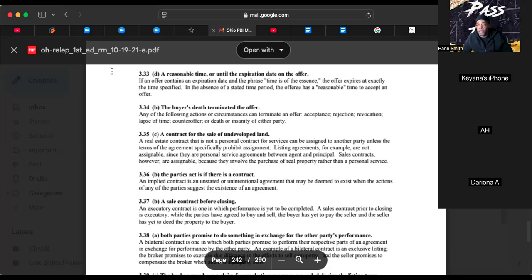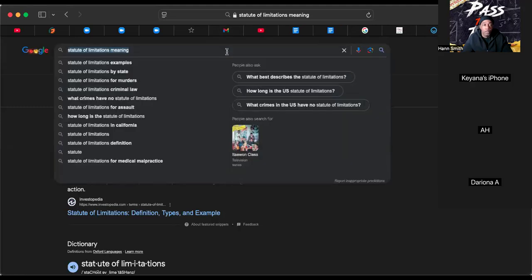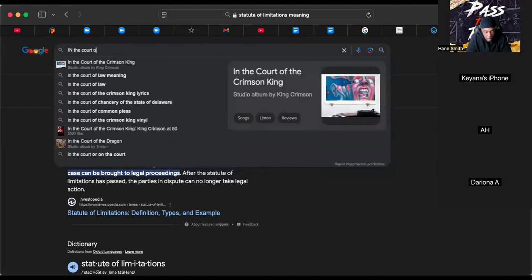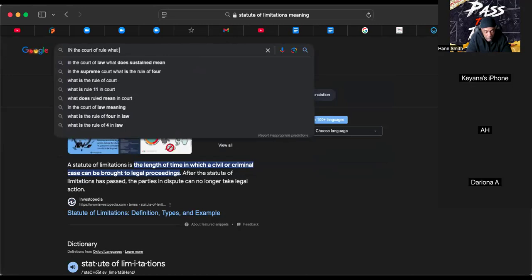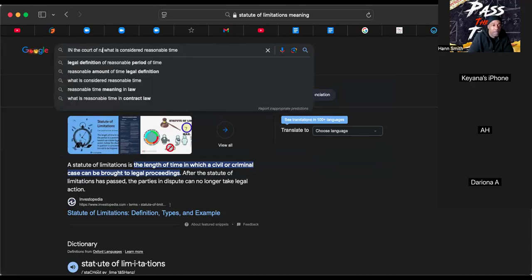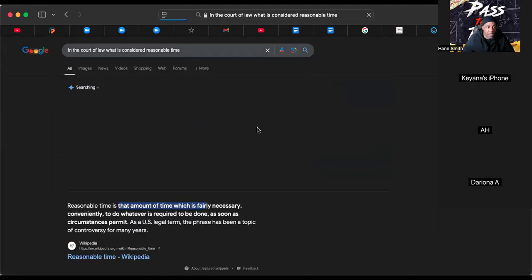Now, I want to do this because I'm just curious, and let me just switch over to Google. So what I put in there was, in a court of law, what is considered a reasonable time? So let's see what they say.